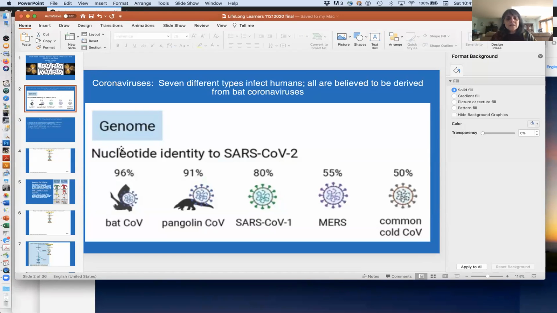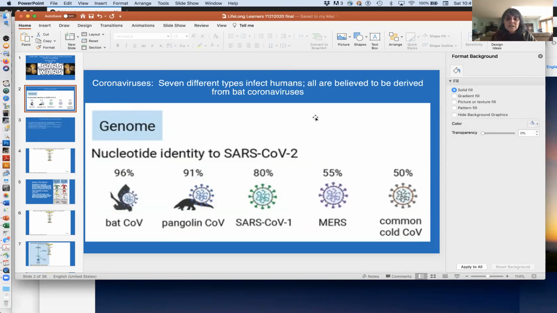So the coronaviruses are a rather large family that affect a lot of vertebrate species. There's 7 different types that infect humans, 6 species of them, and then there's 1 species where there's 2 family members that both infect humans.